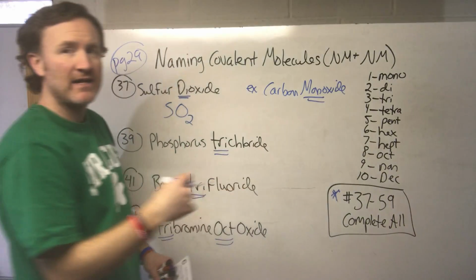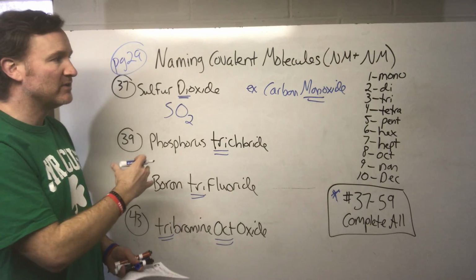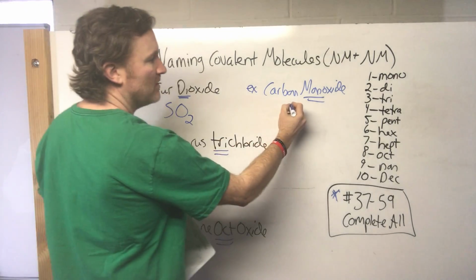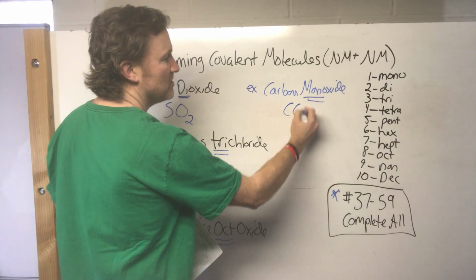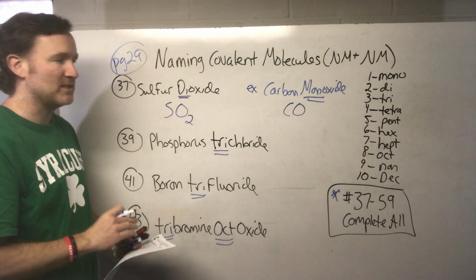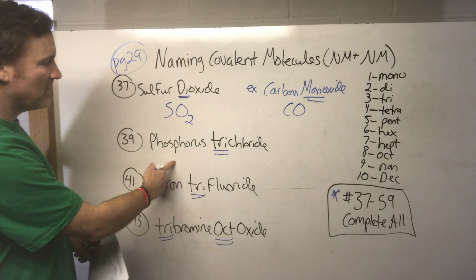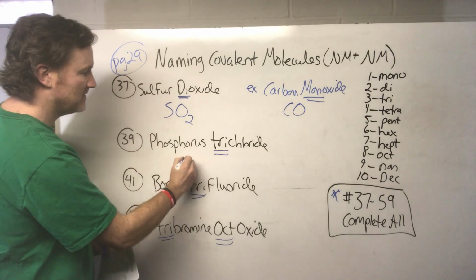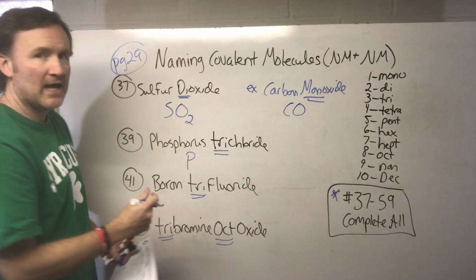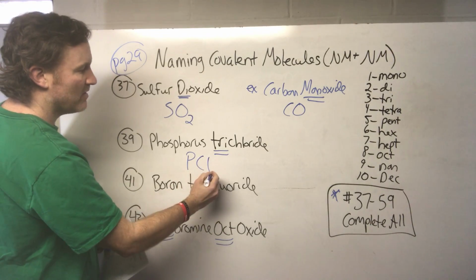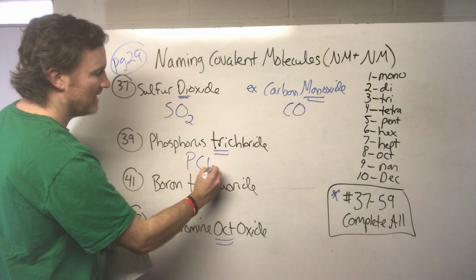that mono might come in the second word. Mono will never be used in a first word if it's the only one by itself. So the formula for carbon monoxide is just CO, whereas carbon dioxide, which you've seen for many years now, is CO2. If we look at the next one, phosphorus trichloride, the symbol for phosphorus is P. Chloride, of course, comes from chlorine, so we have PCl. There are 3 of them because of the tri prefix, so PCl3.